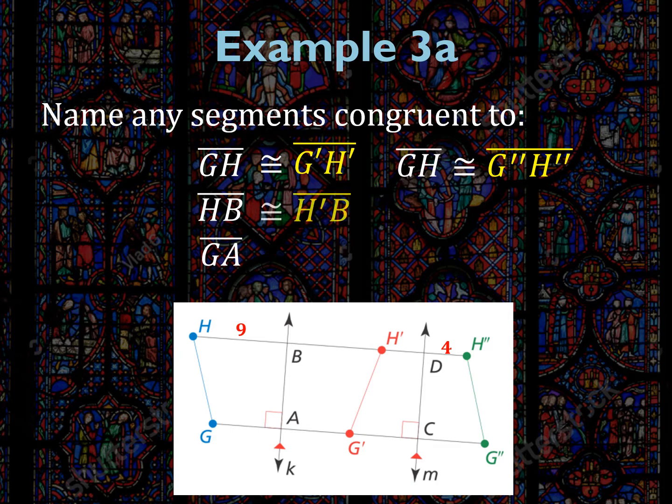Next we have HB. HB is going to be congruent to H prime B. So this is also going to be 9 right there. Finally, we have GA, which is congruent to G prime A prime. So this is going to be congruent to this.